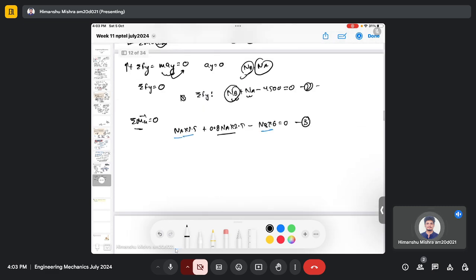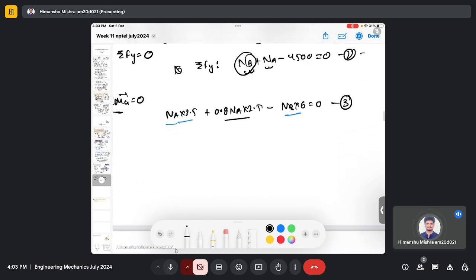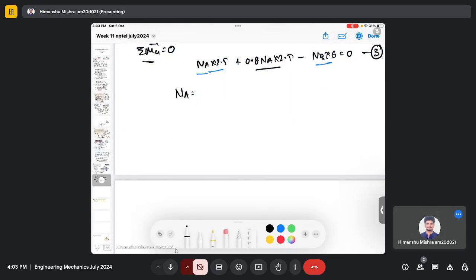So we now have 3 equations and 3 unknowns. From the first equation I will get Na equals m ax divided by mu. So my m is 4500 pounds, ax divided by mu, which is 0.8. So it is 5625 ax.